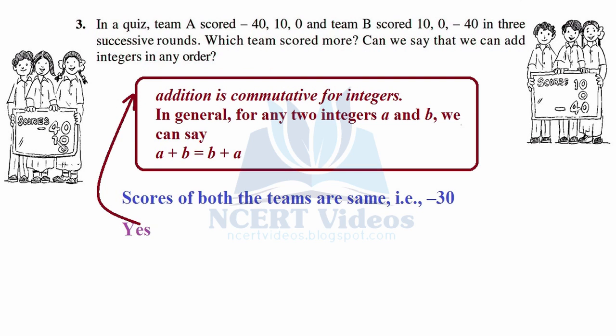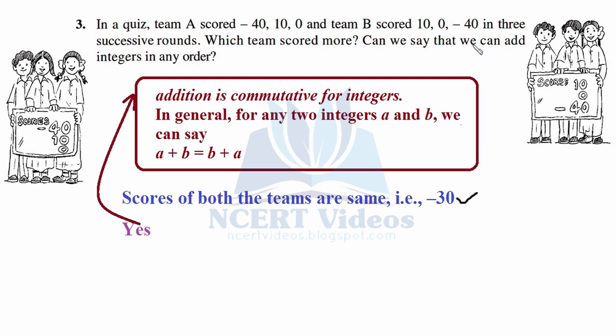Signs are different. Therefore we subtract them and the sign comes of the greater number. And 0 doesn't matter. Therefore -30 is your answer. That is the total score of team A. 0 doesn't matter again. Now if you see for team B, the scores are the same, that is 10 and -40. Again the same thing, -30 comes. So the scores of both the teams are the same.